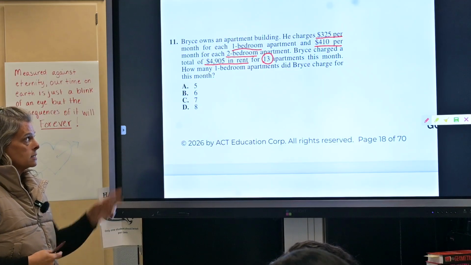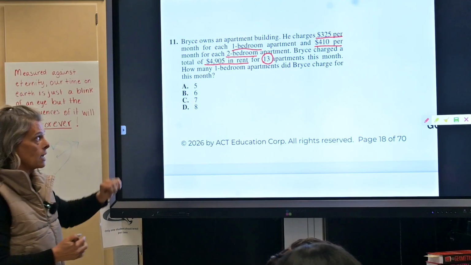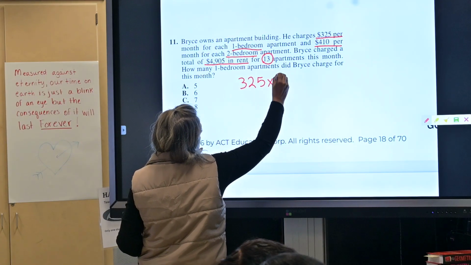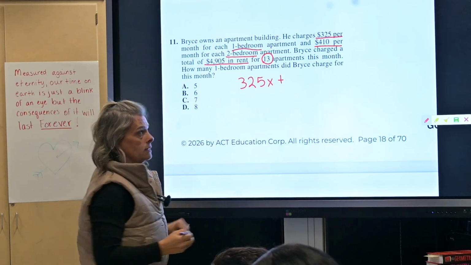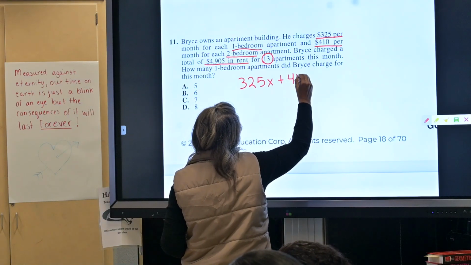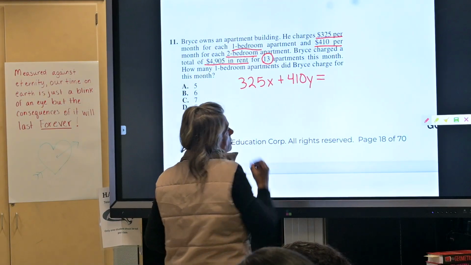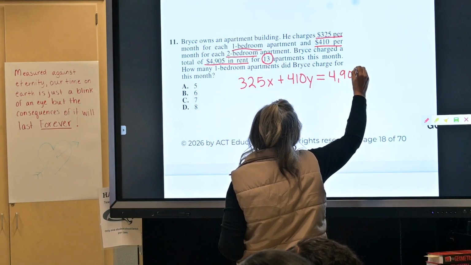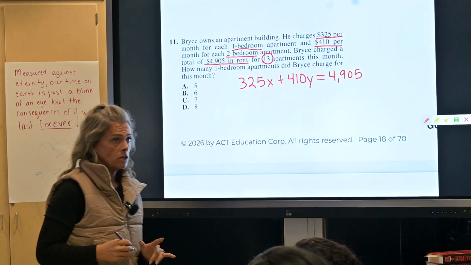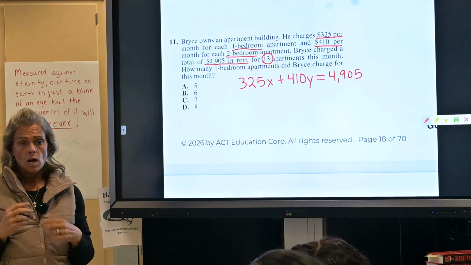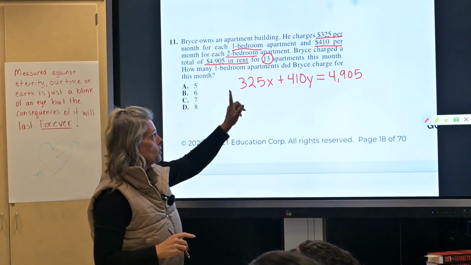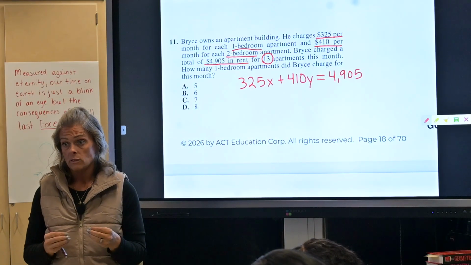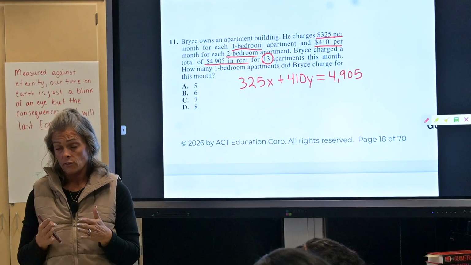We're going to give the X, because it says per behind it, okay? So we're going to give the X to 325. So 325X plus, and then we're going to give the Y to the 410. So 410Y equals the total amount in rent, $4,905. Okay, that's our first equation. But I just want to point out a couple of things so that you know what to put together. 325, 410, and 4,905 are all dollar amounts. That's why they're in the same equation together, okay?